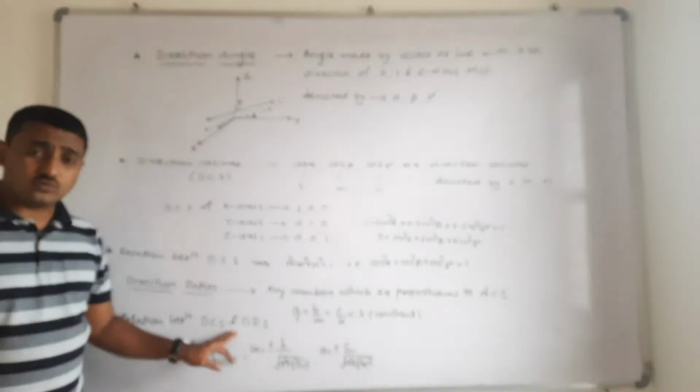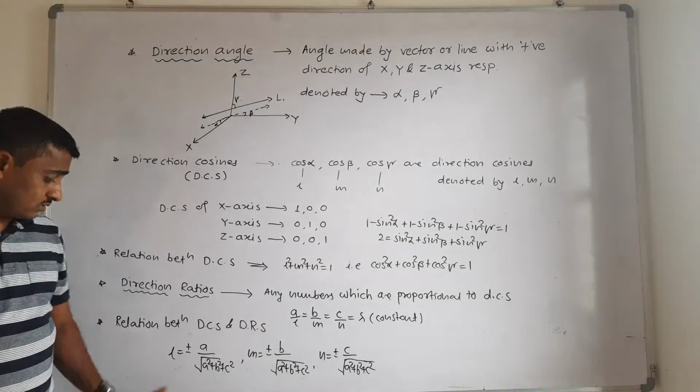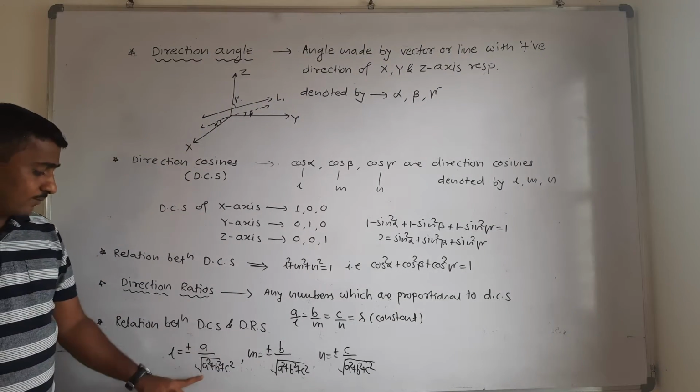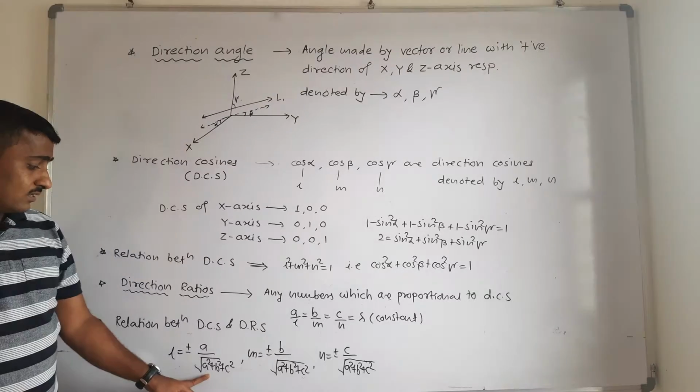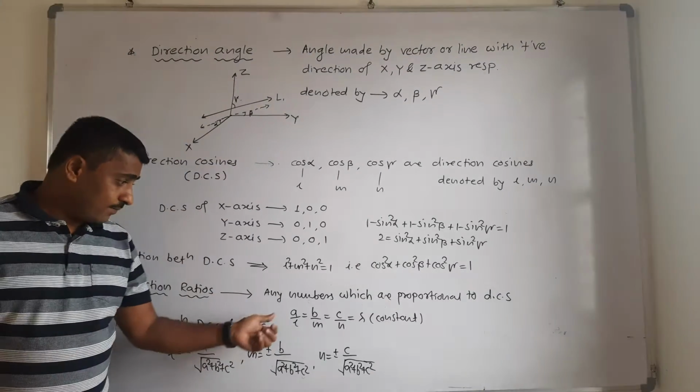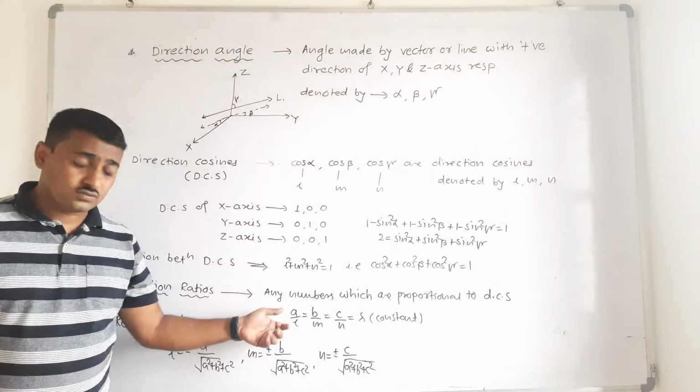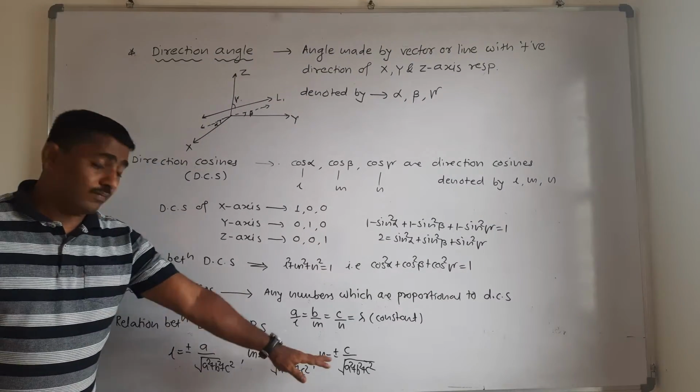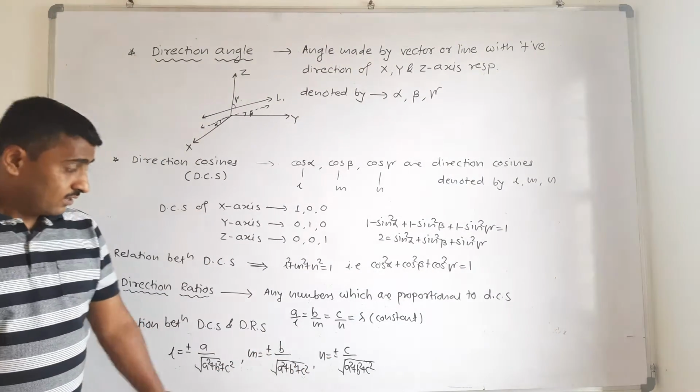Relation between direction cosines and direction ratios: l is equal to plus or minus a upon square root of a square plus b square plus c square. If we know a, b, c, that is the direction ratios, then we can calculate l, m, n by using this formula.